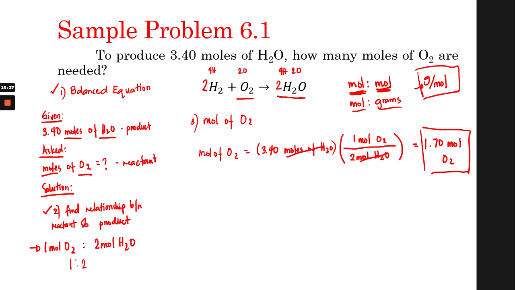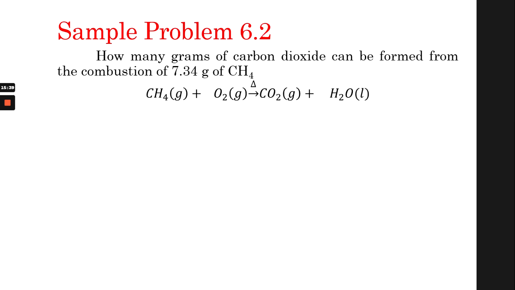Now let's look at another sample problem. How many grams of carbon dioxide can be formed from the combustion of 7.34 grams of methane, or CH4? So again, the first thing that you want to do in here is to check whether you have a balanced equation. So this is our given equation. Now let's check if we have a balanced equation.